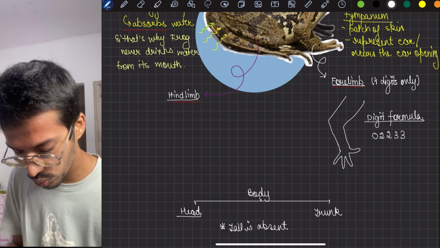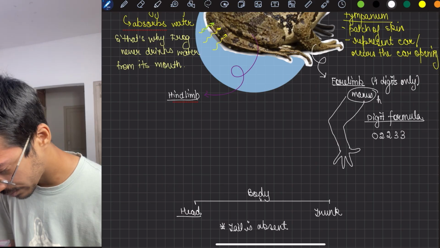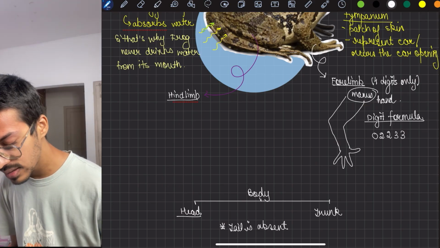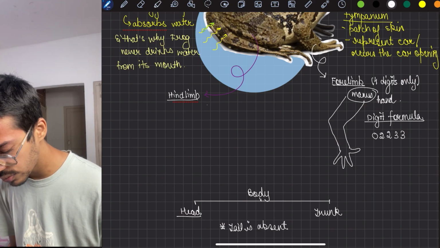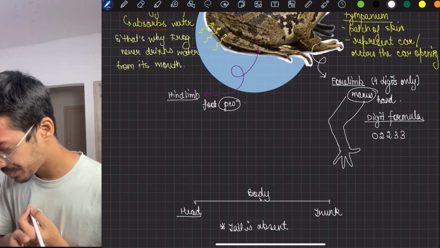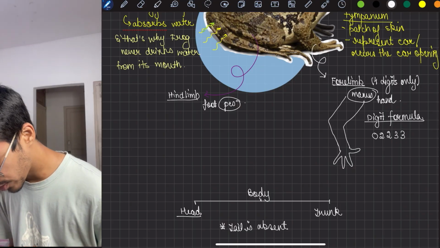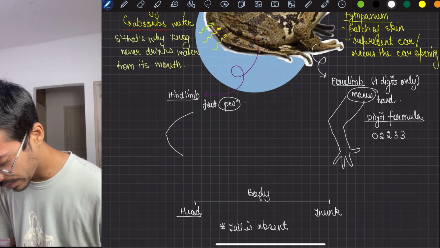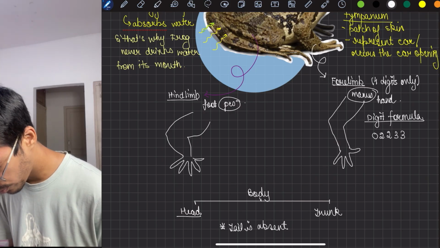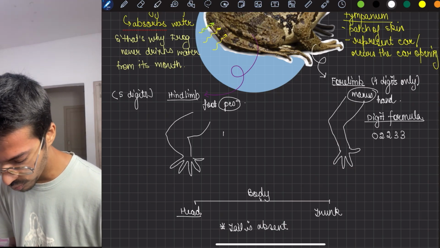This is the hand, so it is also called manus, whereas the hind limb is the foot, and it is called pes. Now this also has a digit formula, and you know that it is a little bit thicker. So it has 5 digits.